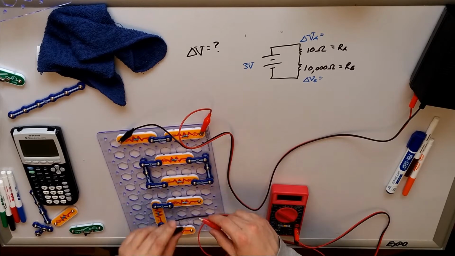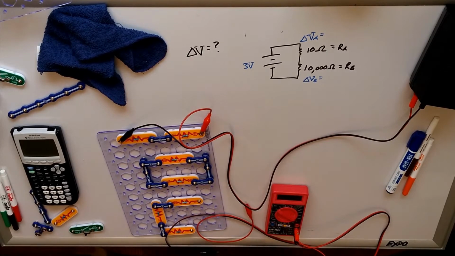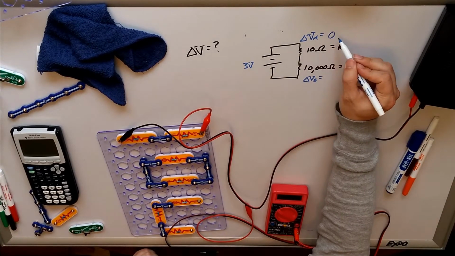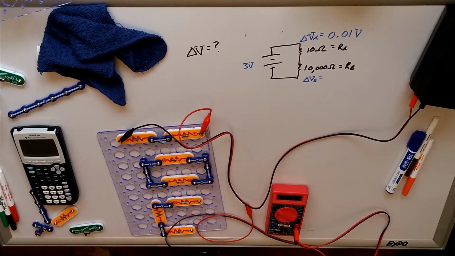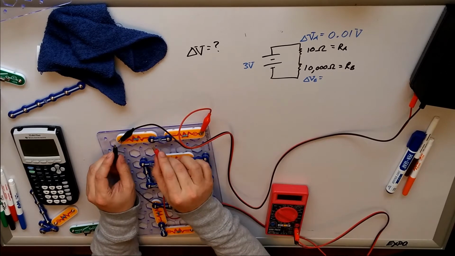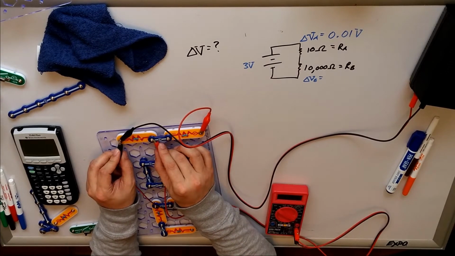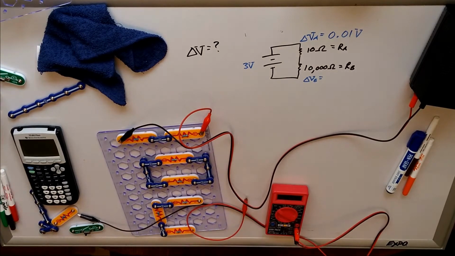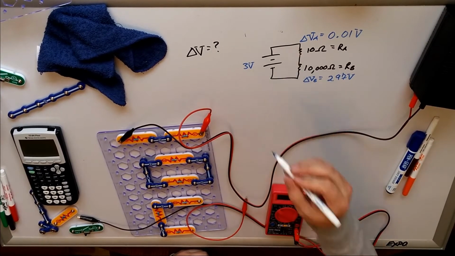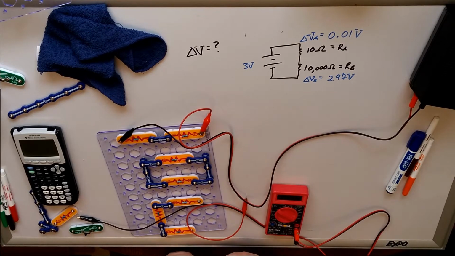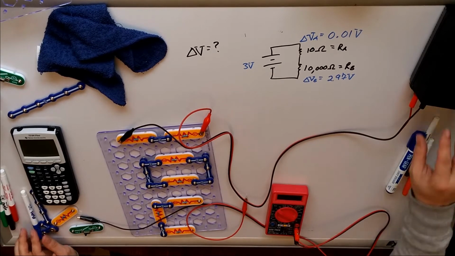That's interesting. It may not be what you would expect. The potential across A is 0.01 volts. Okay, what about B? Let's see here. 2.97. And the total was about 2.97. It jumped up a little bit to 2.98. Huh. Maybe you can see a relationship in those numbers.